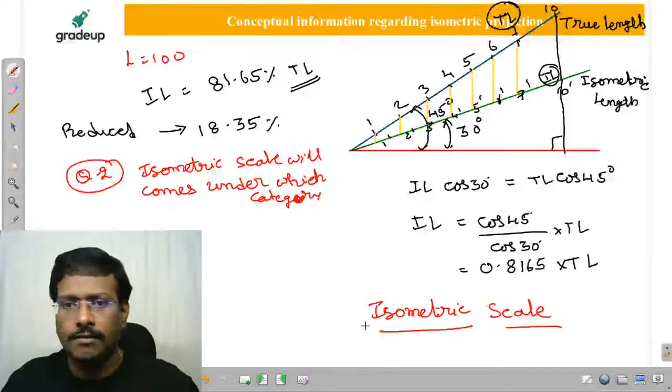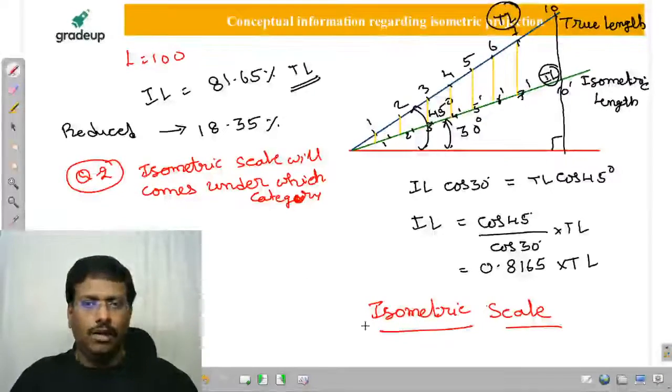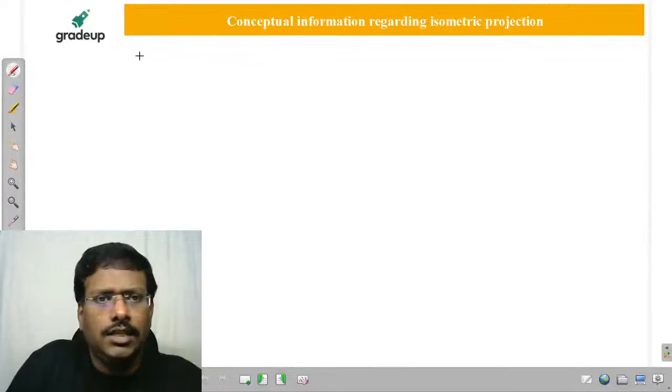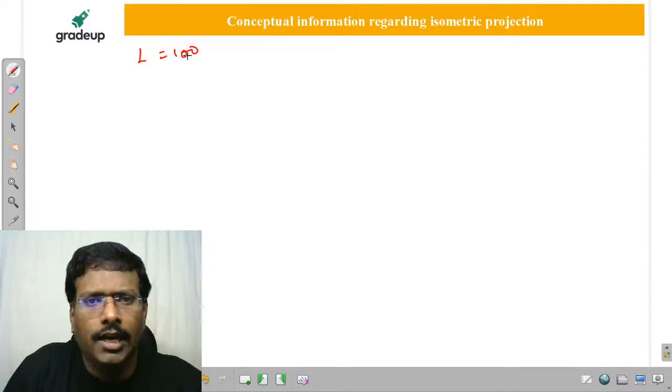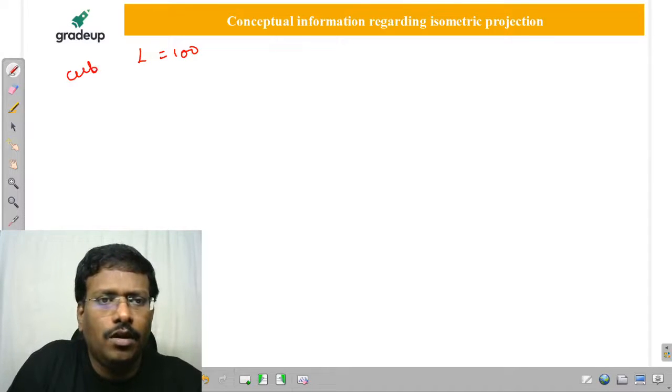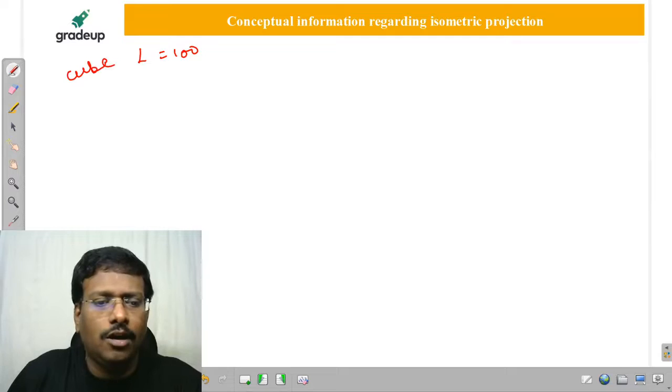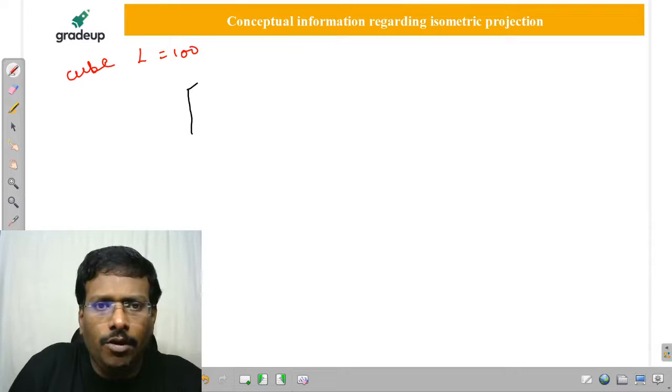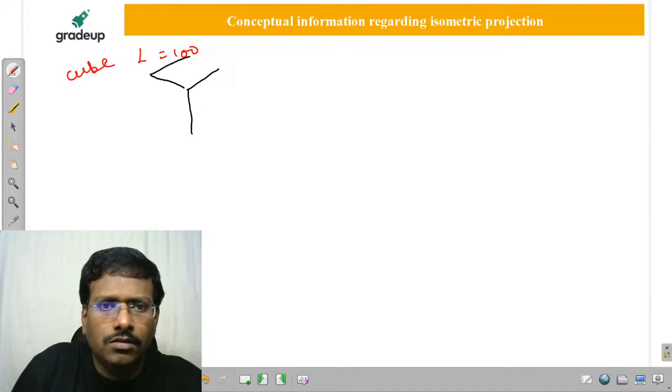Up to this it is clear. Good. Sir, let us consider the length is 100 cube. But how much will it appear, sir? How much will it appear? We can get it like this, my dear friends.